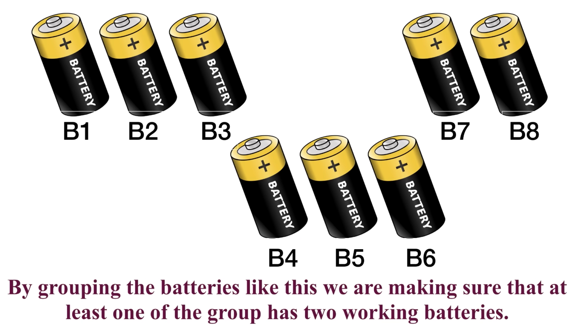By grouping the batteries like this, we are making sure that at least one of the groups has 2 working batteries. This is because there are 4 working batteries and only 3 groups present. Going through logic, there must be at least 2 working batteries in any of the groups. Also, by grouping like this, we are reducing the number of combinations required to find the working pair for the battery. So this is the logic for this particular puzzle.